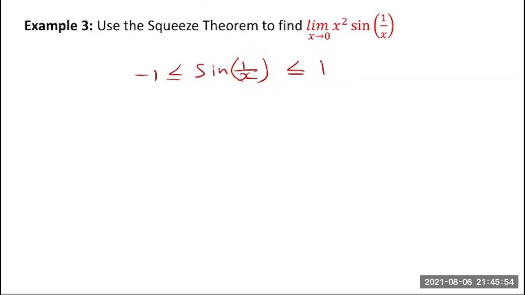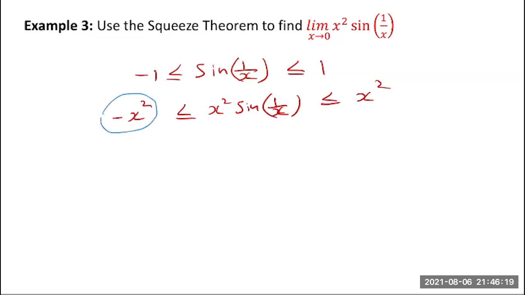Now what I'm going to do is multiply this entire inequality by x squared, assuming that x is not equal to 0. If I multiply the entire inequality by x squared, you get minus x squared here, and then x squared times sine 1 over x less than or equal to x squared. Now view this function as your L of x.